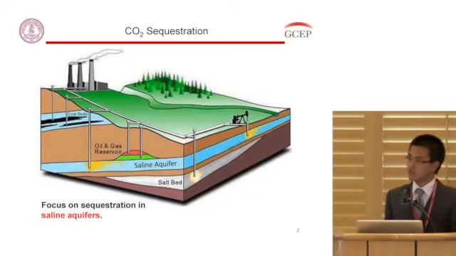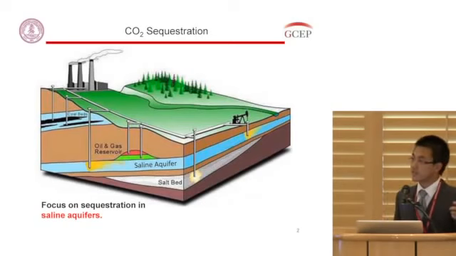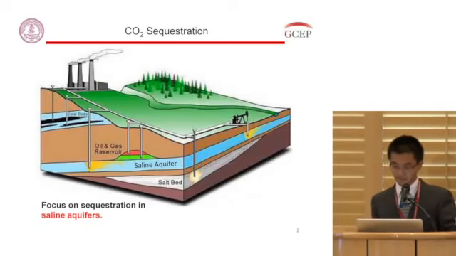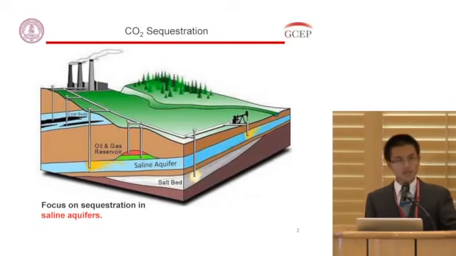After CO2 is captured from sources like power plants, it is transported to and injected into underground geological formations. In this research, we focus on sequestration in saline aquifers because they are widely distributed around the world and have a big sequestration capacity. In order to accurately predict CO2 migration in the saline aquifer, we need accurate simulations.